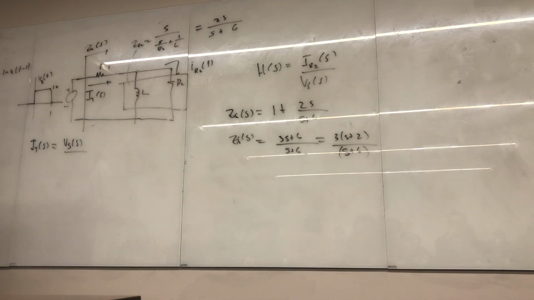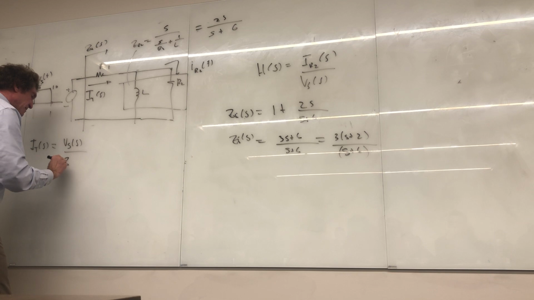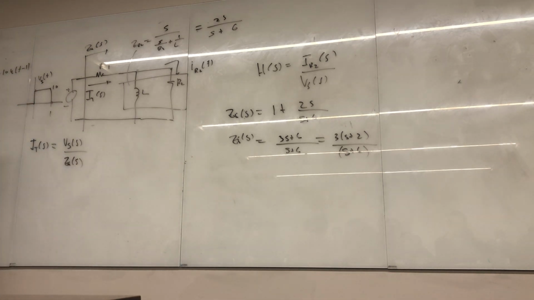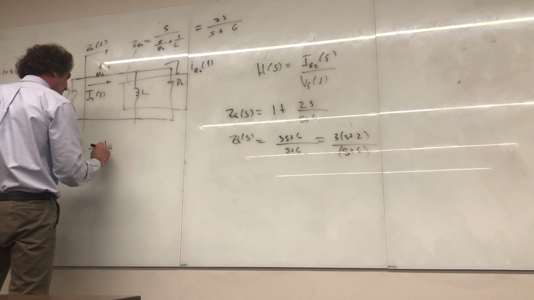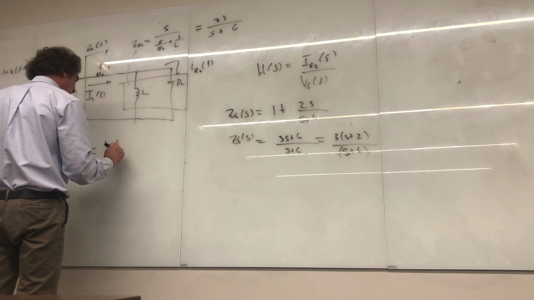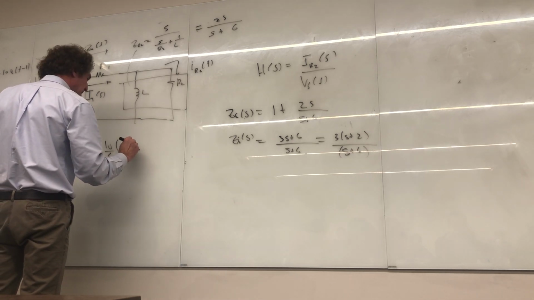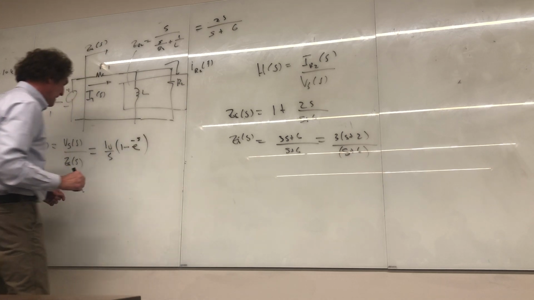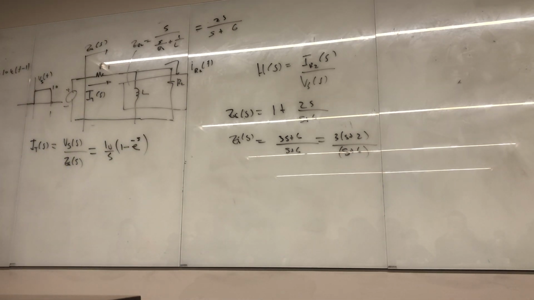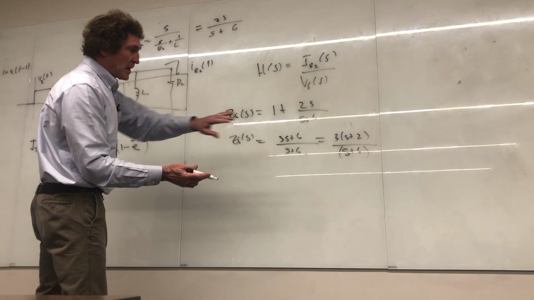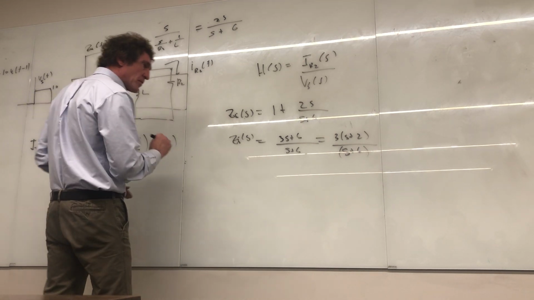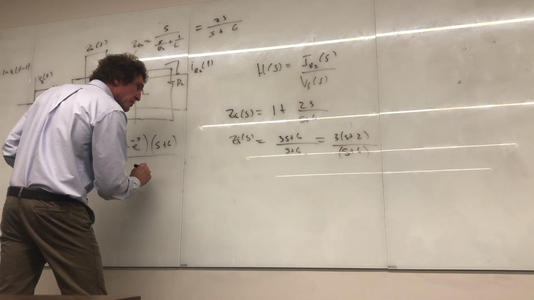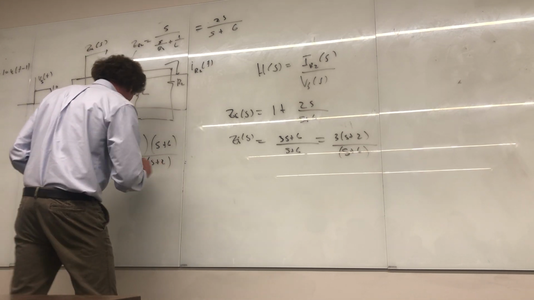Now, to get I of S, I take V of S over Z in of S. Do you agree, class? Follow me on that? Well, I've got V of S right there. So now I have 10 over S. And really, I can say that's 1 minus e to the minus S times that. Correct, class? I can take the 1 over S out. That's the V of S. Then it's divided by this. If I divide by that, I flip it and multiply. So now I have this times S plus 6 over the quantity 3 times S plus 2.